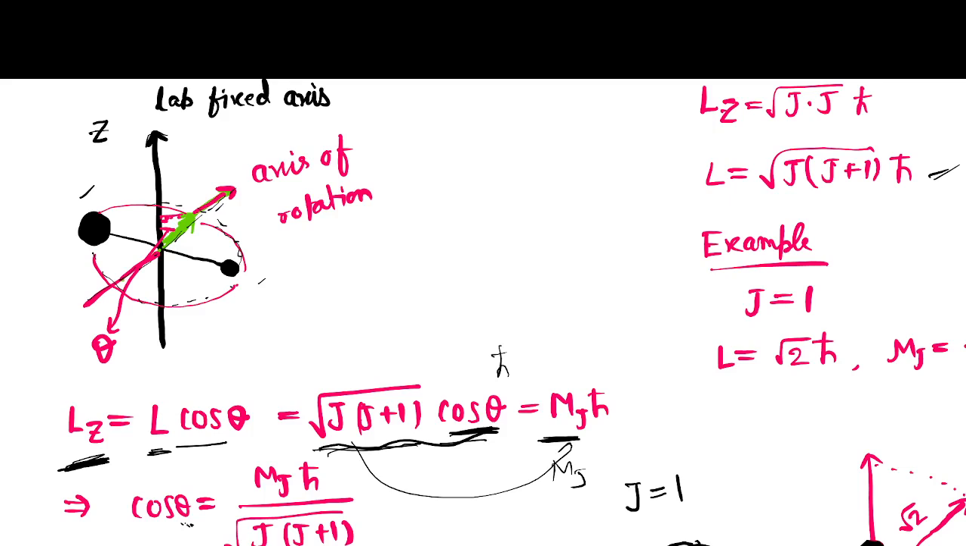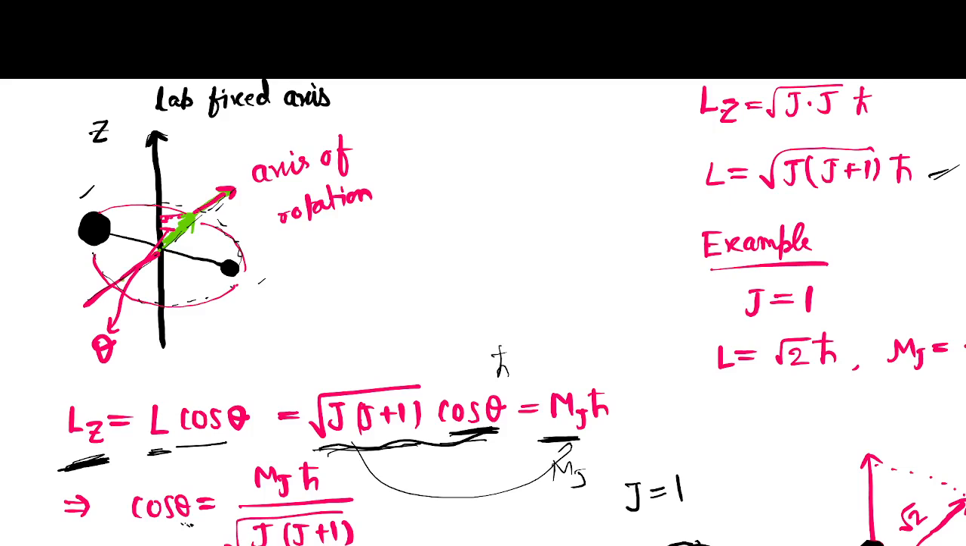Okay. So at every time, let's say we draw here, here, here, in any direction, the projection on the z axis should be minus 1. That is the meaning of mj. We can have other configurations also.